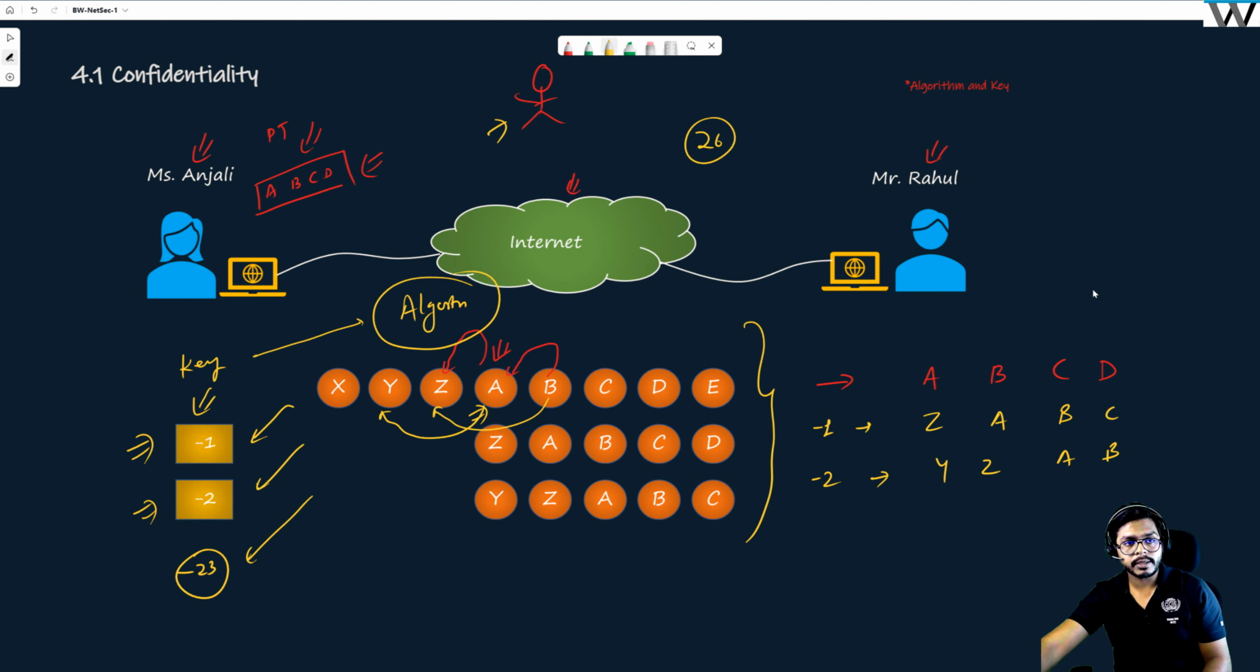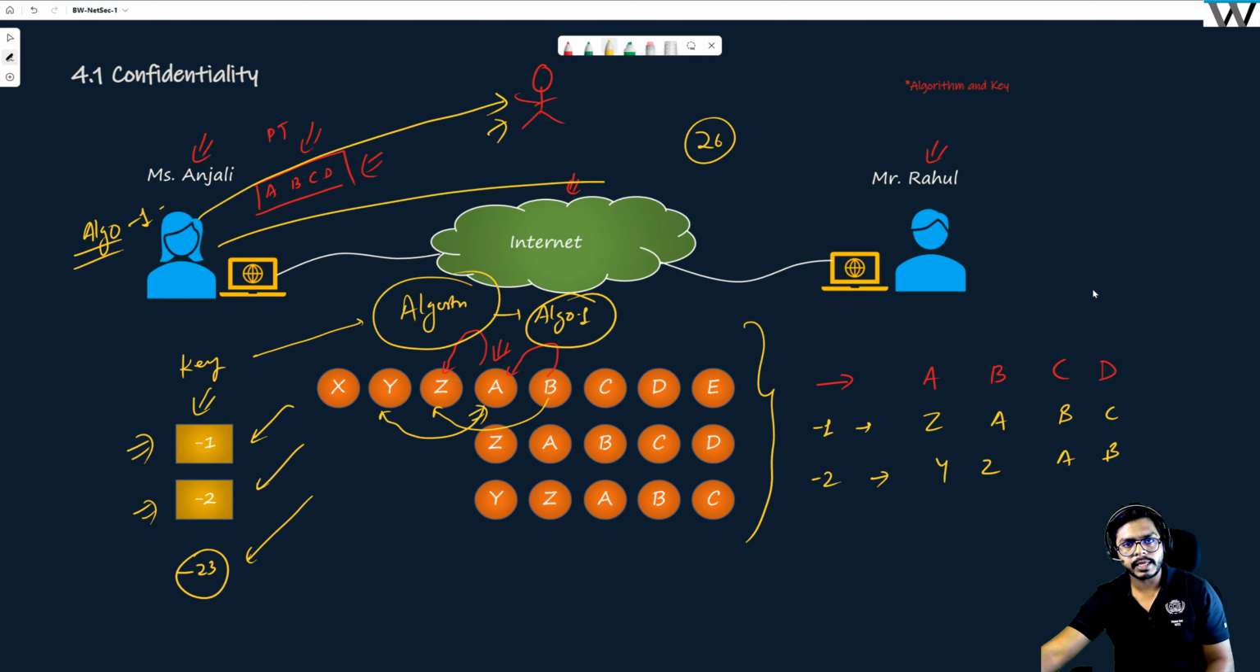Believe me, guys, on the internet, Anjali can inform, and suppose this algorithm's name is Algorithm 1 or Algo 1. Anjali can inform everybody, this intruder also, the whole world, that she is using Algo 1 for her encryption. Pretty good. But she is not going to inform what key value she is using. Suppose she is using a key value of minus 23, and suppose this minus 23 is unbreakable.